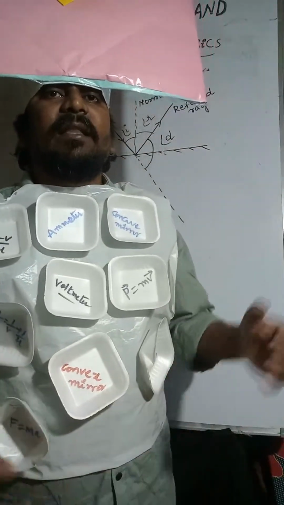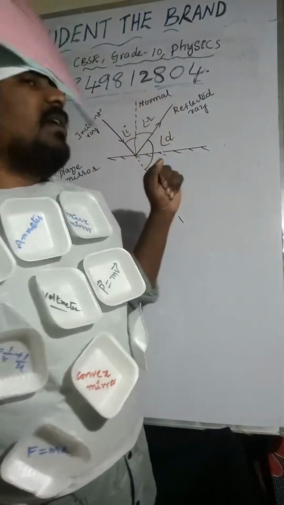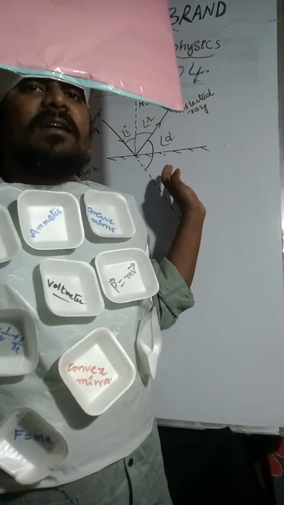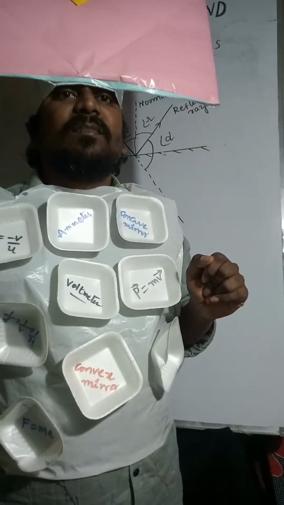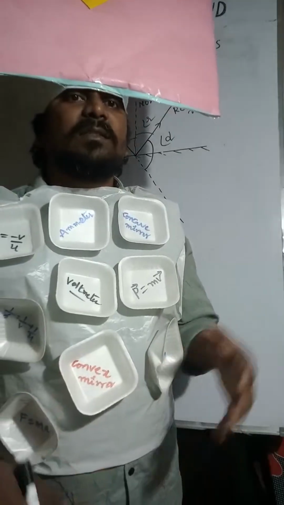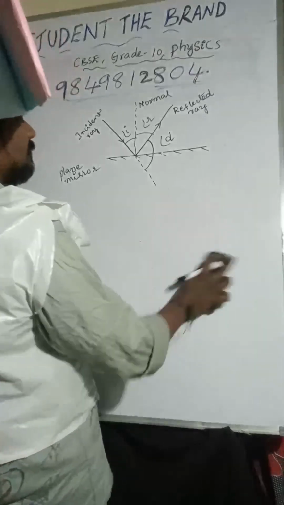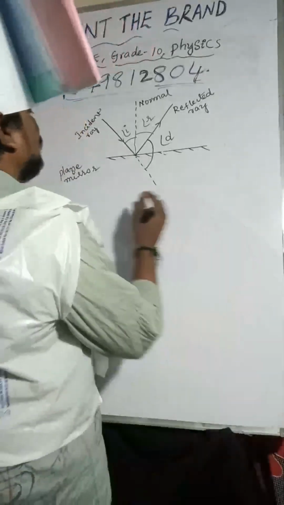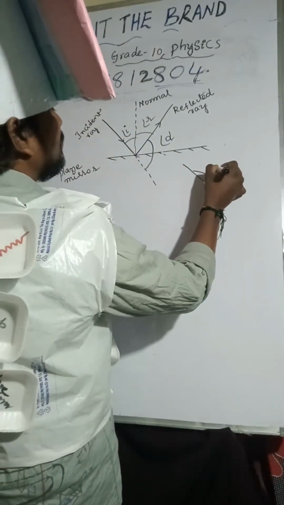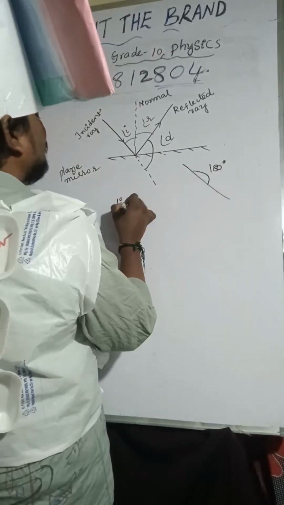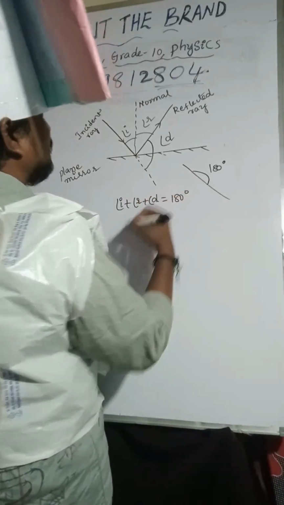Once again, the angle between the incident ray and the normal line is called the angle of incidence. The angle between the reflected ray and the normal line is called the angle of reflection. The angle between the reflected ray and the undeviated line, or initial direction of the incident ray, is called the angle of deviation. This is a linear angle, and a linear angle is 180 degrees. Angle of incidence plus angle of reflection plus angle of deviation equals 180 degrees.